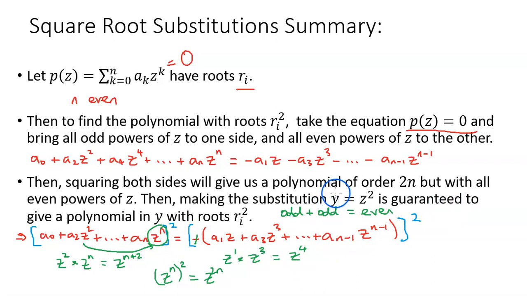And so then you can go ahead and make your substitution y equals z squared, and that's going to give you a polynomial in y, and all of the values ri squared will be roots of this polynomial in y. So basically the square root substitutions work because of algebra and the way polynomials are structured.